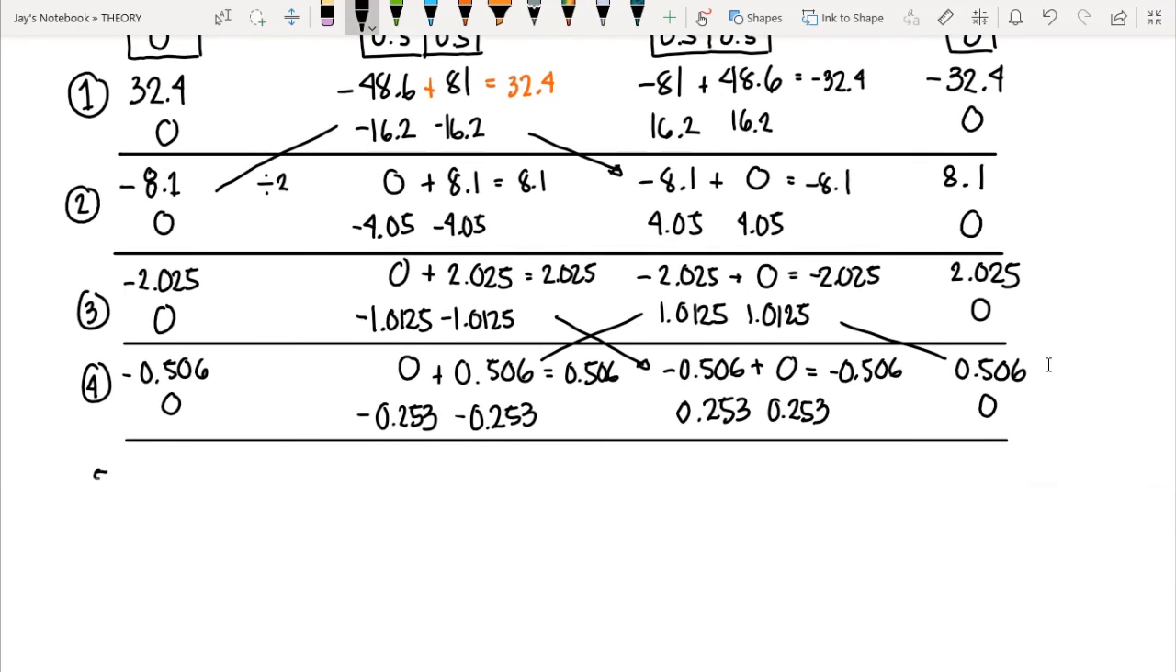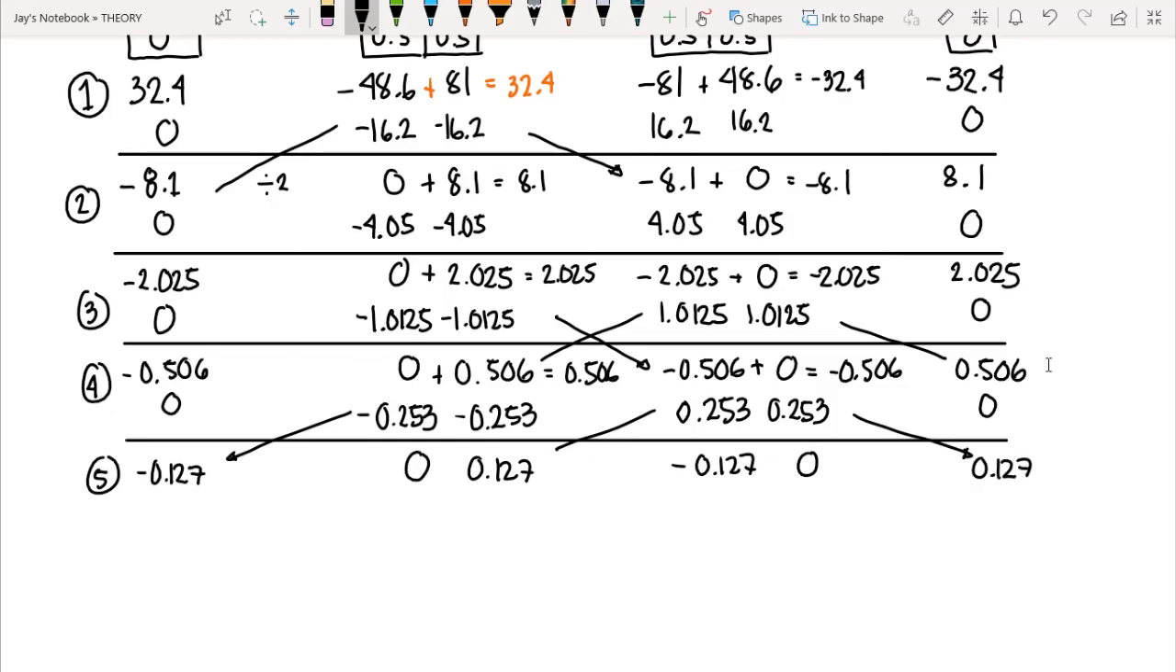For our fifth cycle, we carry over the moment again. We divide this one by 2. So we have negative 0.127. Then we have here 0. We have this side positive 0.127. We have here negative 0.127. We have here 0. And at this point, we have 0.127. That's positive.